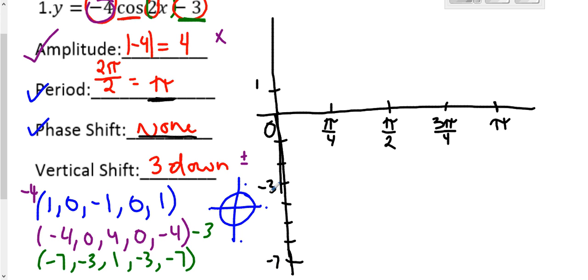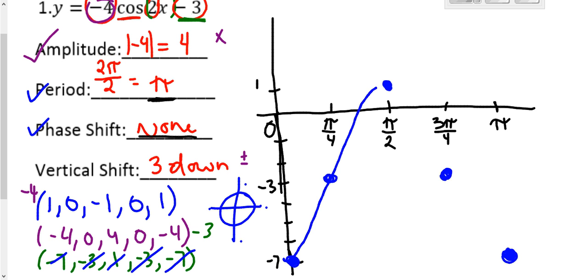So let's graph this. 0 is going to be -7. Pi over 4 is going to be -3. So we've done that. Pi over 2 is 1. 3 pi over 4 is -3. And -7. End up where we left off. So our cosine graph, one period of our cosine graph looks like that.